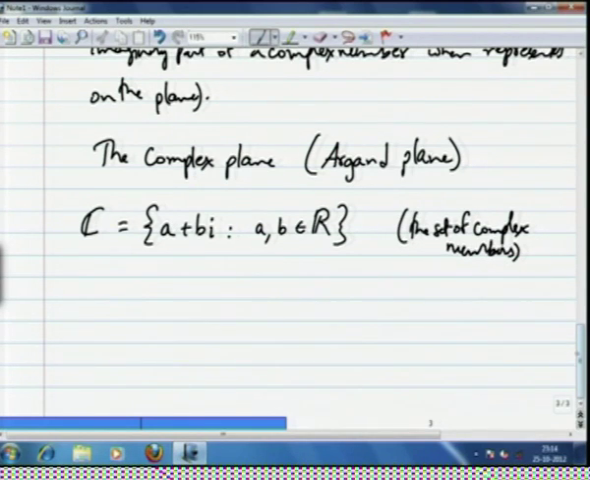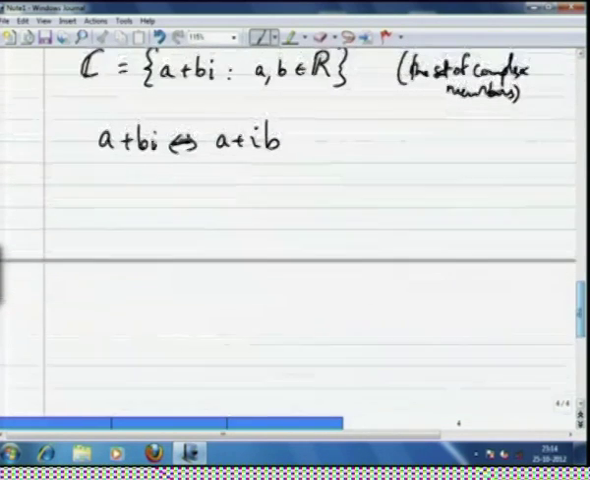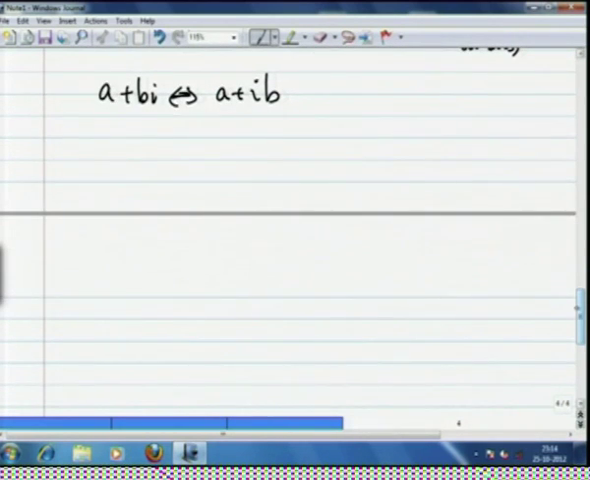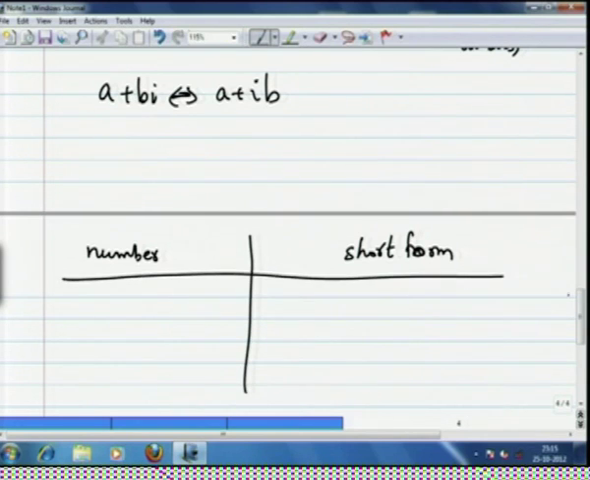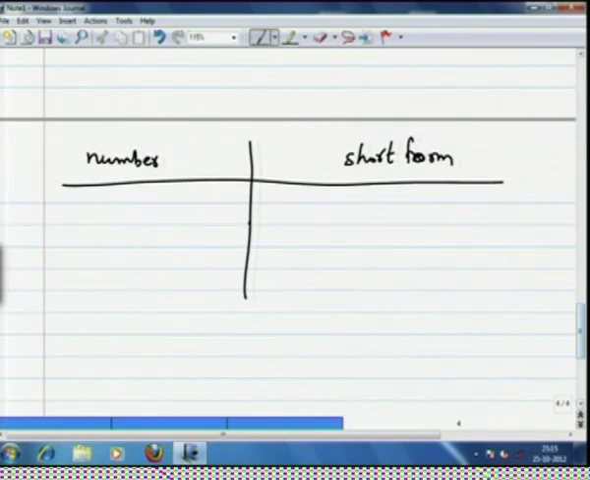Please note that we write a complex number as a plus b I. I also write it as a plus I b. So, they are one and the same. I interchangeably use a plus b I and a plus I b. So, to this end, we will make the following table of complex numbers, and we will use many short forms from time to time. Here is a small table where I will write a complex number in its short form.